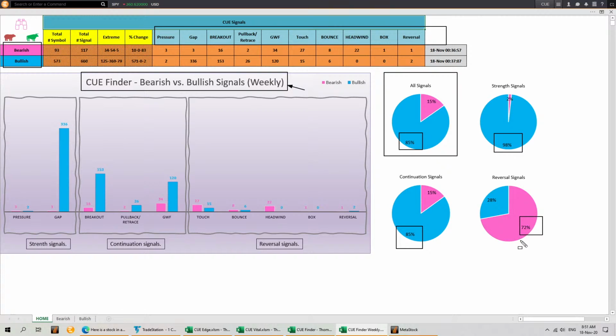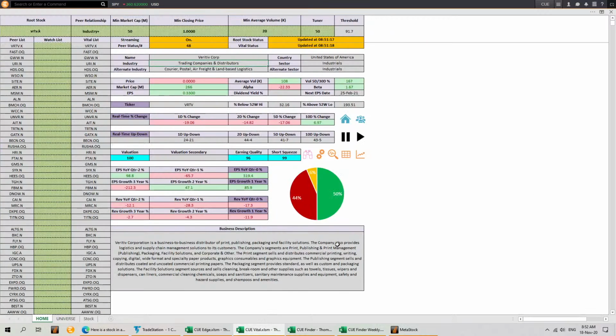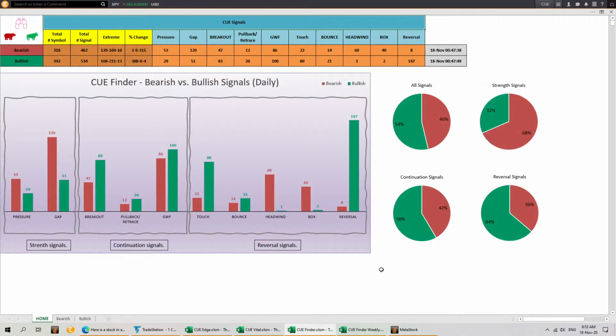So if I am going to look for a bearish setup, I may look for a reversal bearish setup, meaning either a headwind bearish setup or box reversal, bounce or touch. I will not look for a short setup that is probably breaking out or go with flow. But you may combine different signals also using this Q Finder tool. Let's look at Q Finder daily, that is yesterday's close.